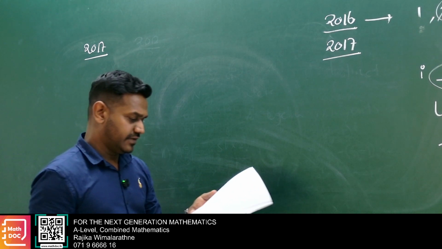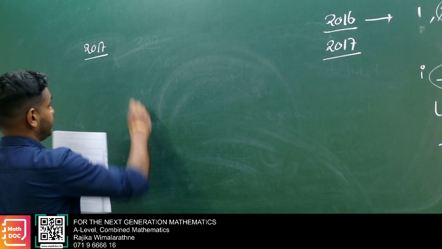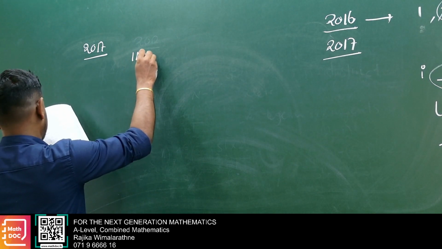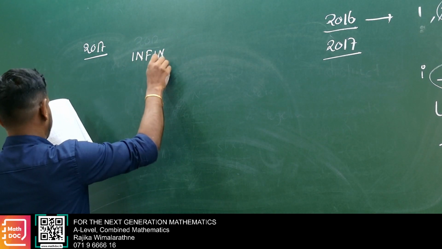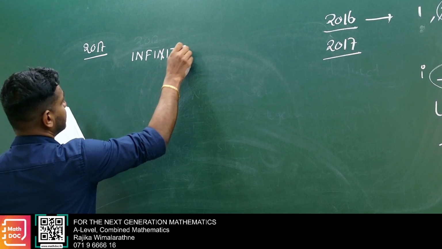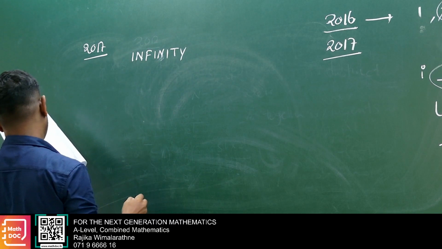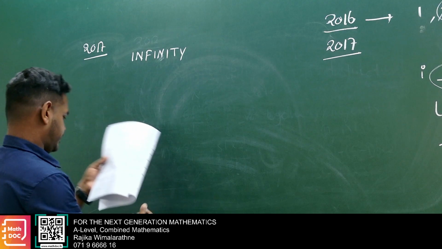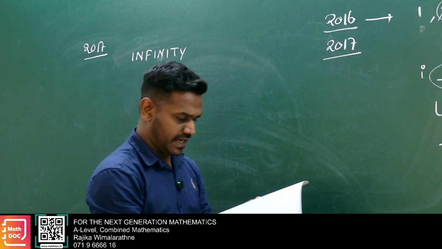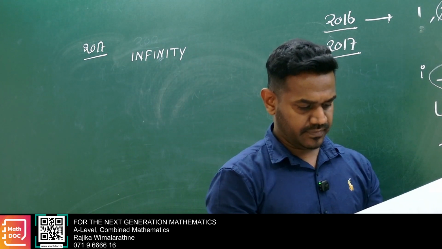Here there's a word given, infinity. In how many different ways can the 8 letters of the word infinity be arranged in a row?